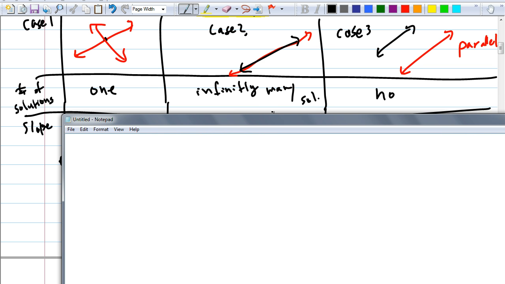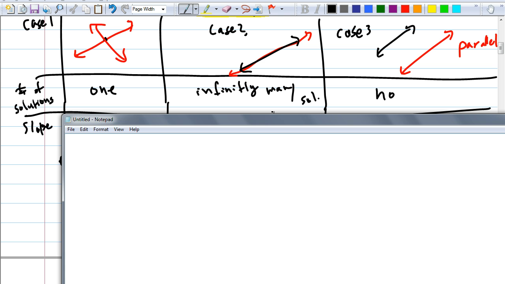Okay? When the two lines intersect, it turns out you could say something about the slope of those two lines. This is always going to be true. Well, let's do the easiest case. For case 3, when the two lines are parallel, what can you tell me about their slope? They are? Yes, they're the same.